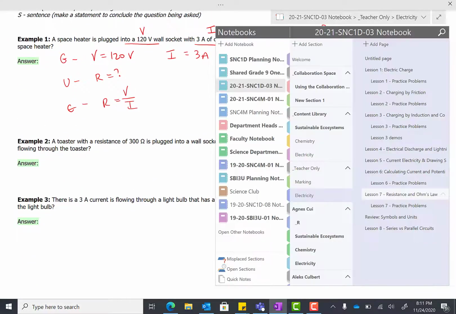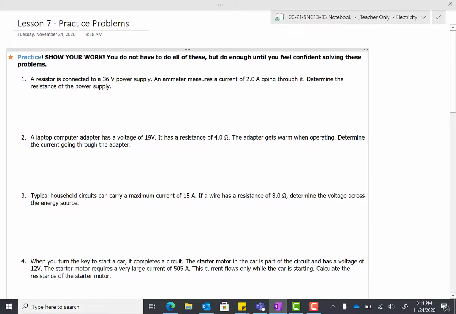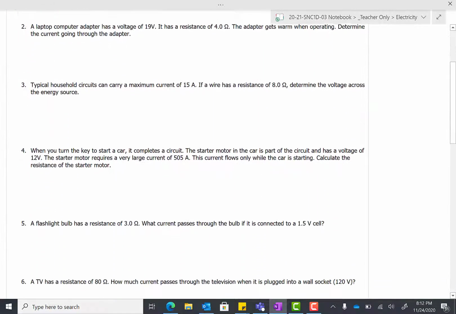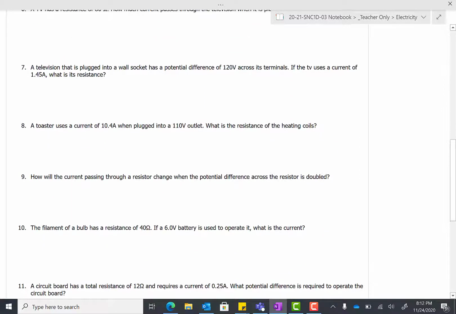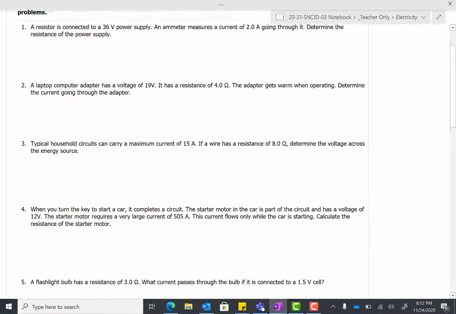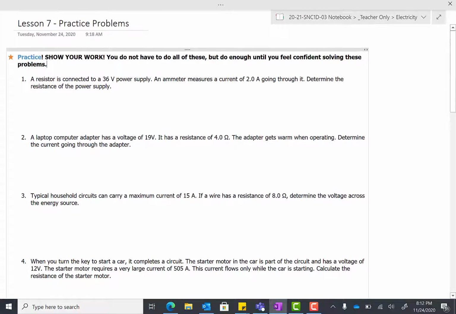All right, so I'd like you to try number 2 and number 3 on your own. When you finish that, there are more practice problems for you to try. You do not have to do all of these, but I want you to do enough until you feel comfortable with the material there. Okay, I will post answers for you to check, but make sure you're showing your work using GUESS method as you work through these problems.